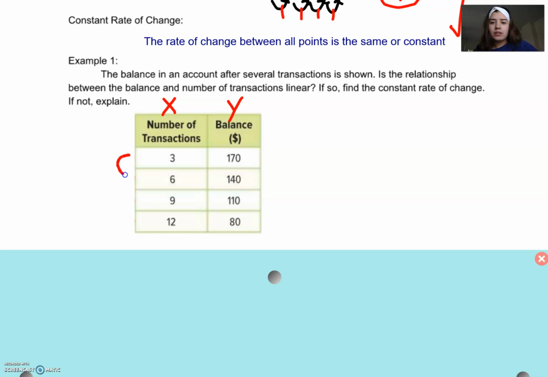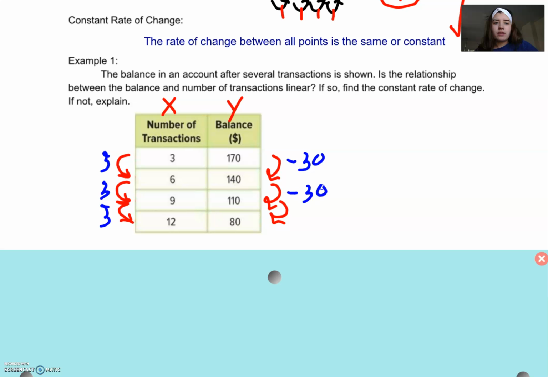So we're going to go to our x's. We're going to ask, what is the rate of change for each of these? Well, 3 to 6 is 3, 6 to 9 is 3, 9 to 12 is 3. Now let's check our balance. 170 to 140 is minus 30. 140 to 110 is minus 30. And 110 to 80 is minus 30. So if you didn't catch this, 170 minus 30 gives us our next balance of 140.